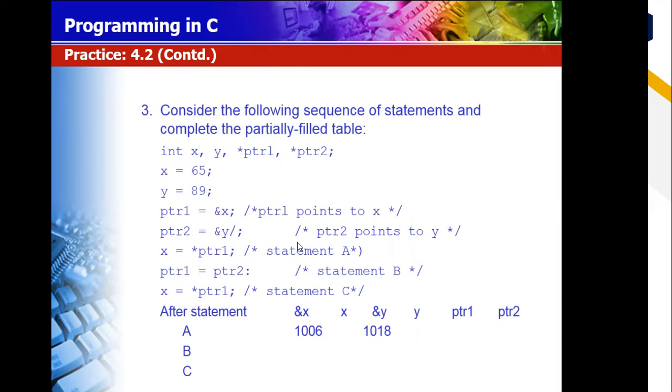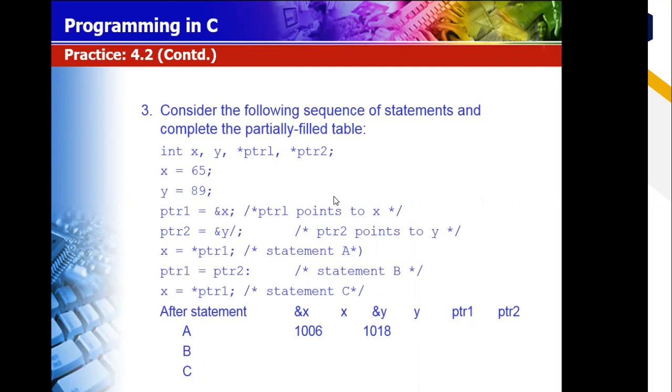After executing statement A, what are the changes that will happen in this line? Again, after executing statement B, what changes happen? After the execution of statement C, what changes happen in C? Changes means the address of x and the value of x, the address of y and the value of y, and ptr1 as well as ptr2. What values will change over here?